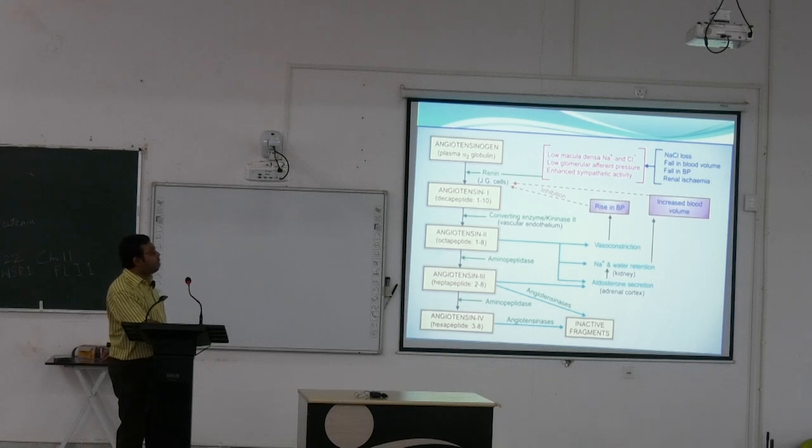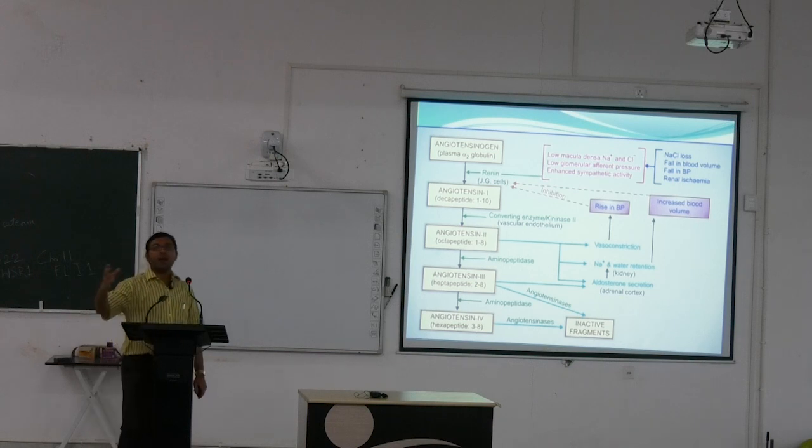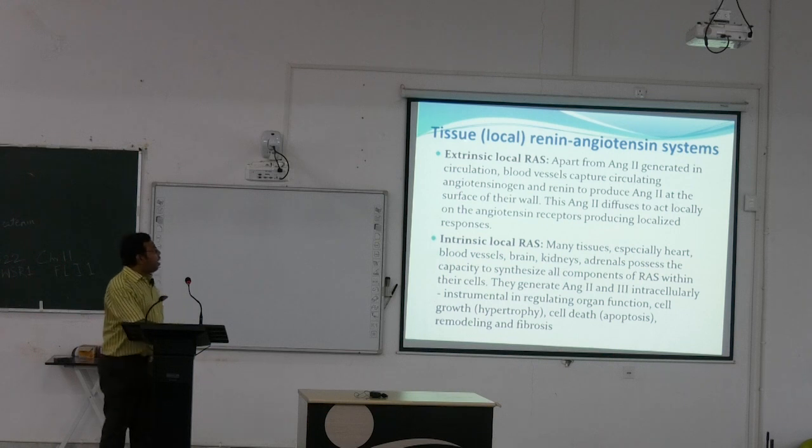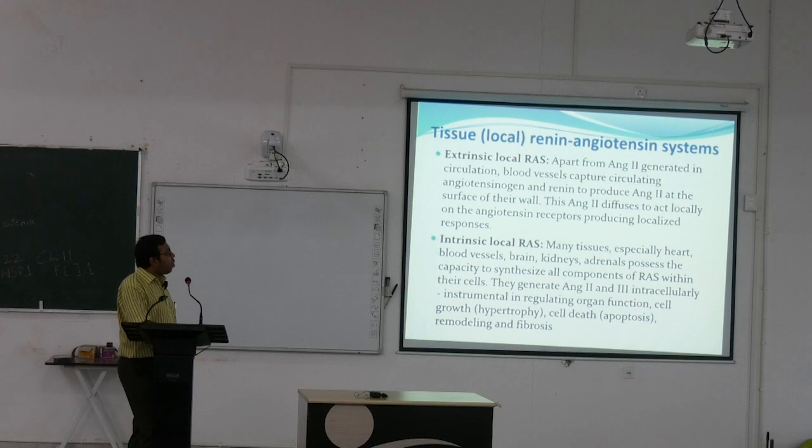So basically this is a physiological mechanism. But when this physiological mechanism becomes pathological, when there is overactivation, then there occurs hypertension and other cardiovascular problems. So basically two types of systems are present. One is extrinsic local and another is intrinsic local.